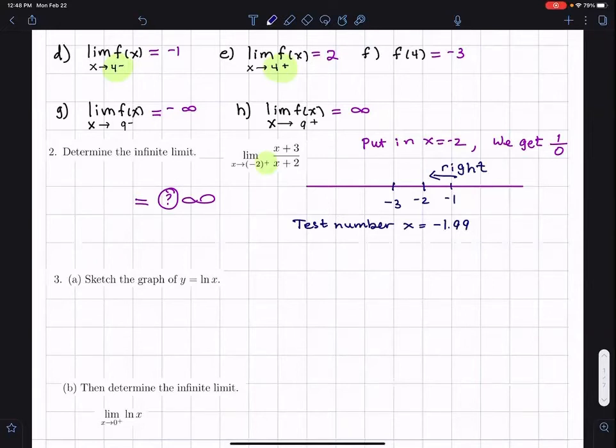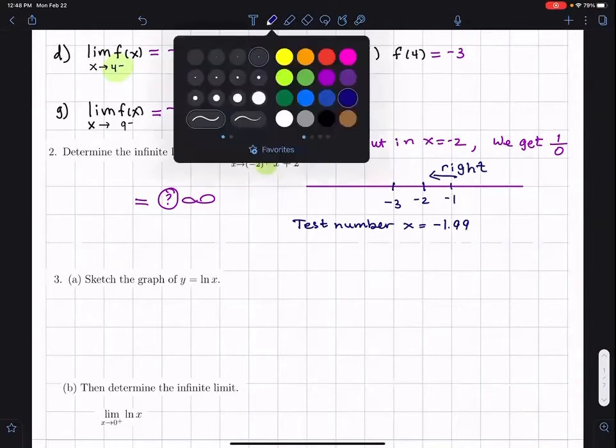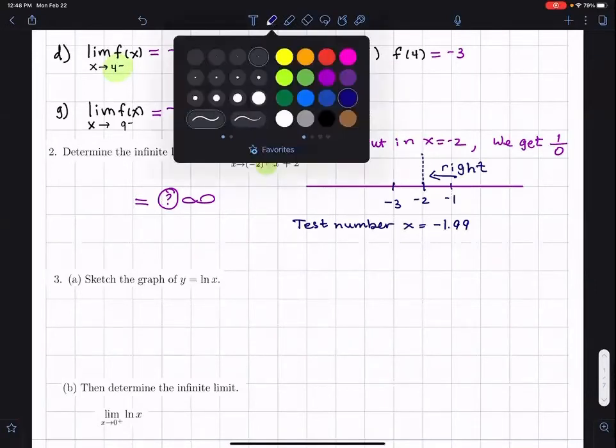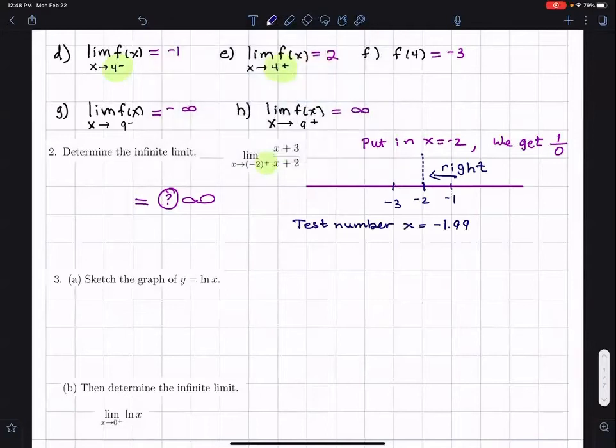So it's from the right. That would have been from the left. Even though I drew the picture, I still had this desire, I don't know why, for it to be from the left. So it has to be, say, for example, -1.99. That's close to -2, and it's to the right.